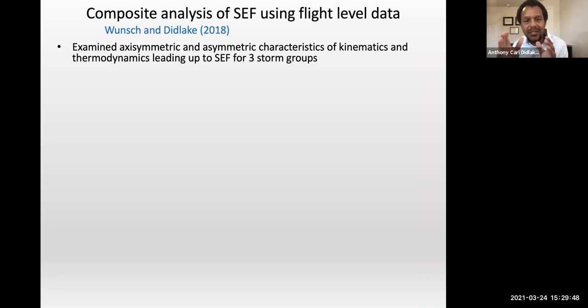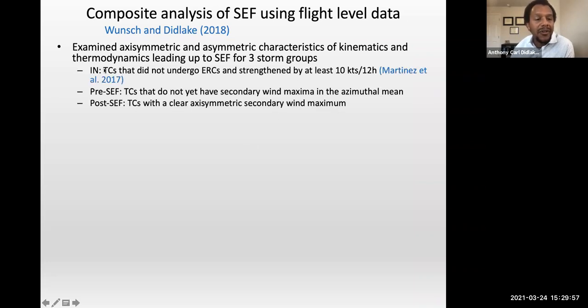And what she did was divide storms into three different groups. Those that were intensifying, but did not undergo an eyewall replacement cycle. Those that did undergo an eyewall replacement cycle, but those profiles that were prior to the formation of the secondary eyewall, she grouped into another group. And then the TCs that were clearly after the SEF formed. So we had our intensifying cases that were non-SEF cases, our pre-SEF and our post-SEF cases.